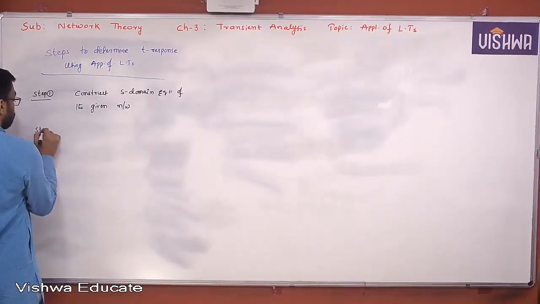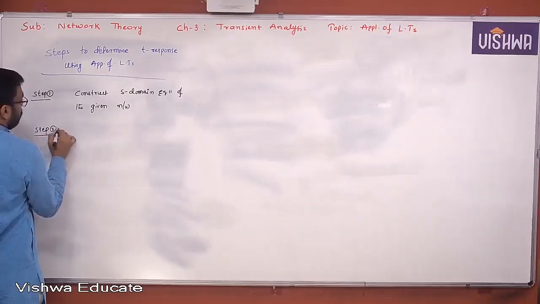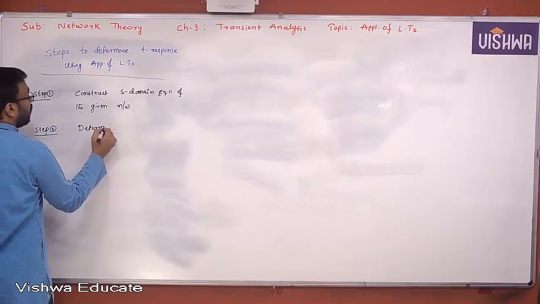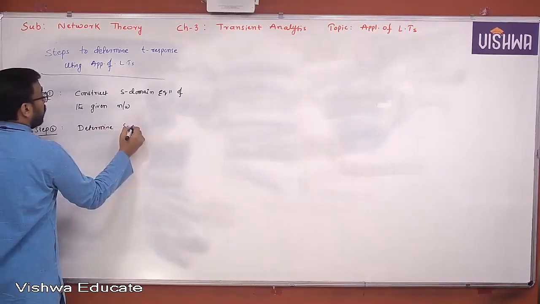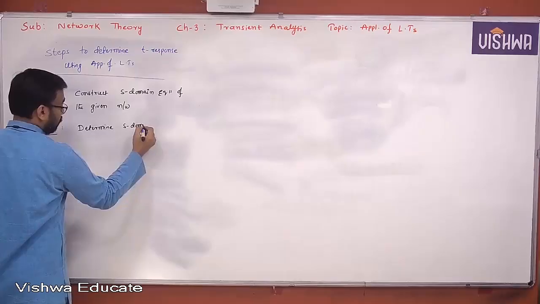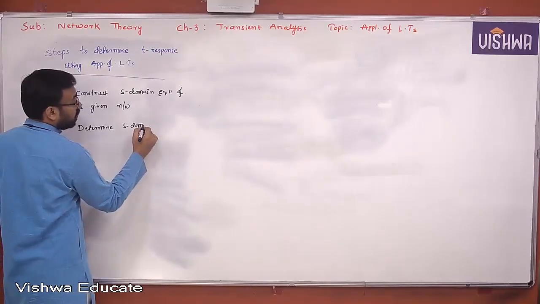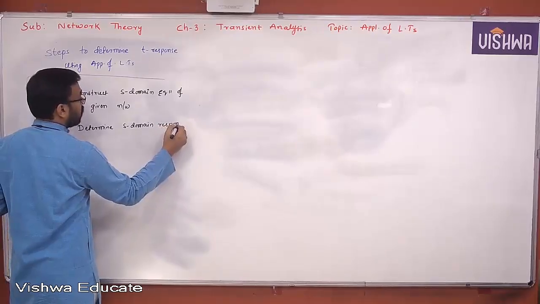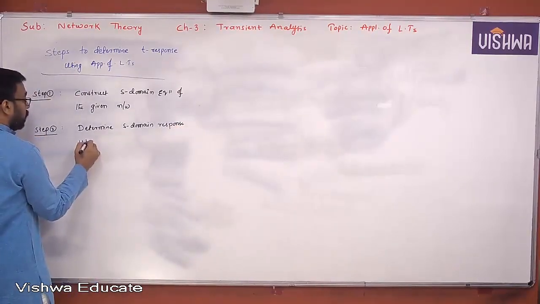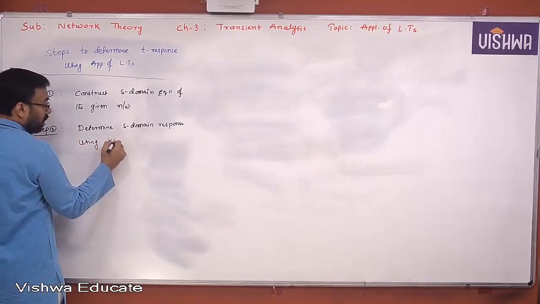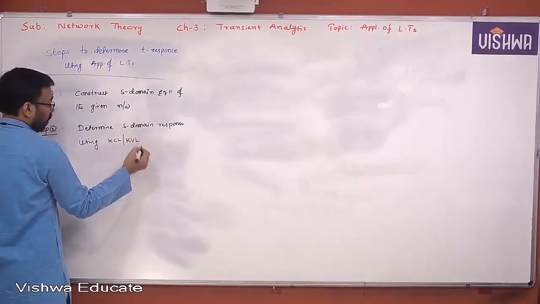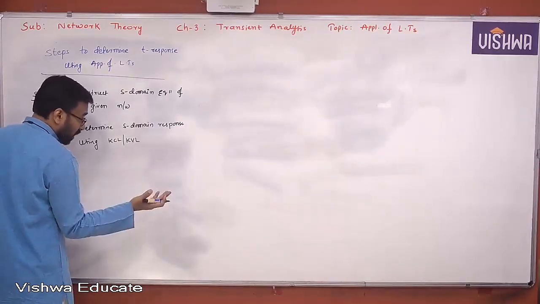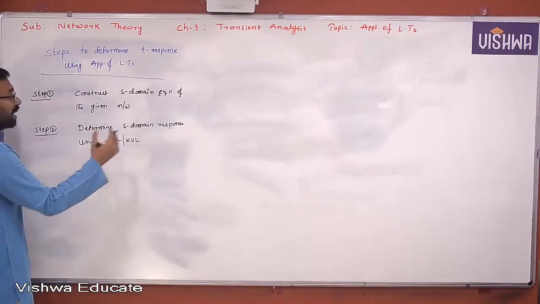The second step is to determine the S-domain response using KCL or KVL. Usually you can apply either KCL or KVL, or mesh analysis or node analysis, whatever it is, or sometimes both. Finally, you get a response in the S-domain.